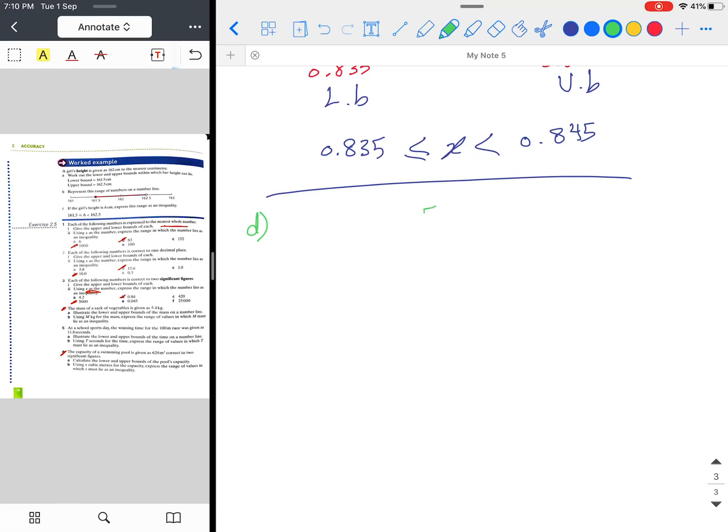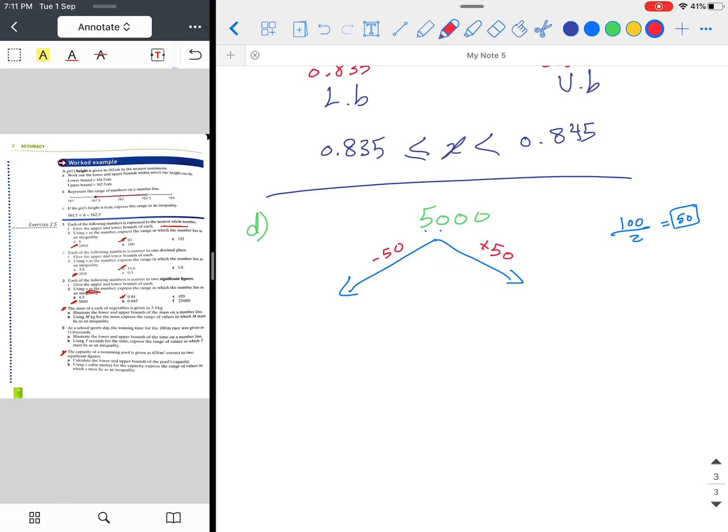In letter D, it's 5,000, and this 5,000 is already rounded to two significant figures. So I have here first and here second. The second significant figure is in the 100th place, the smallest unit there is 100. So I will divide it by 2, so it's 50. I will subtract 50 and add 50 to get the lower and upper bound.